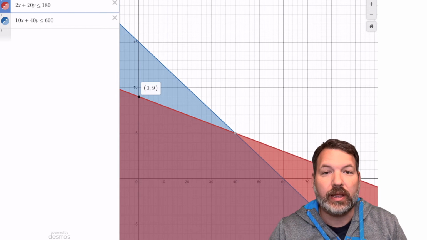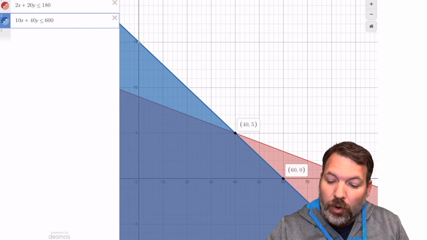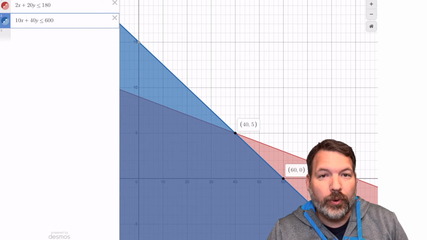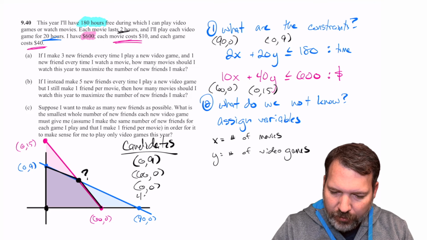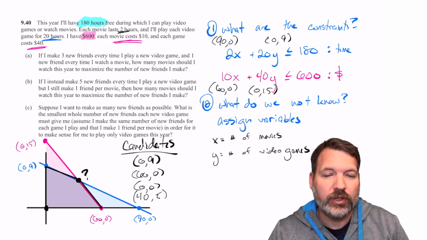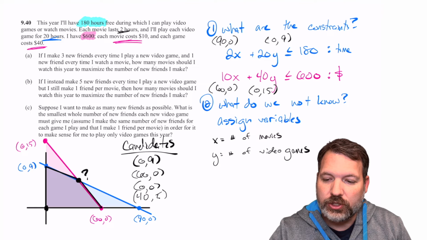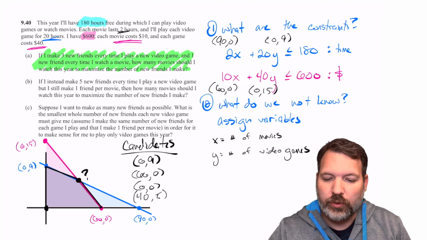We've got some points like (0, 9), we saw that one, (60, 0), and then the one we didn't know about, the intersection point, (40, 5). Let's just record that so we remember that for the future, (40, 5). Now, like I said, we actually didn't even look at the actual question. Let's go ahead and jump into the actual question here. There are, in fact, 3 of them, but we're going to start with part A.